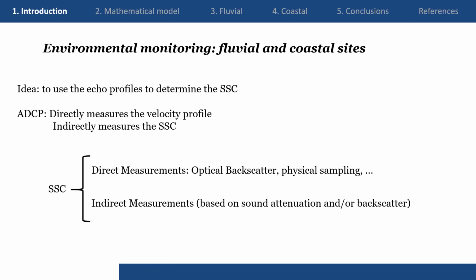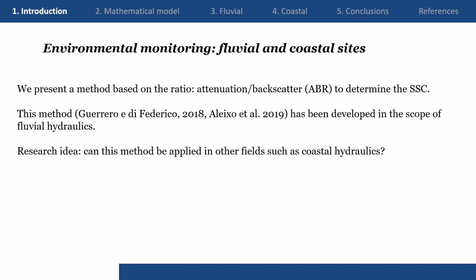To measure the suspended sediment concentration, we can use direct measurements like optical backscatter sensors, or perform physical sampling, etc. These have advantages and disadvantages. There are also indirect methods, which usually are based on sound attenuation or sound backscatter, or, as we will see in a couple of minutes, on both. This method has been developed for fluvial hydraulics applications. We will present it and see the challenges for application to coastal hydraulics.